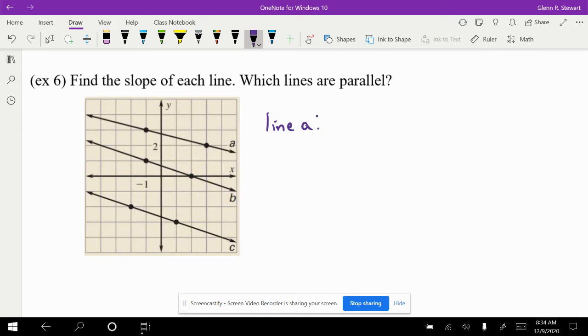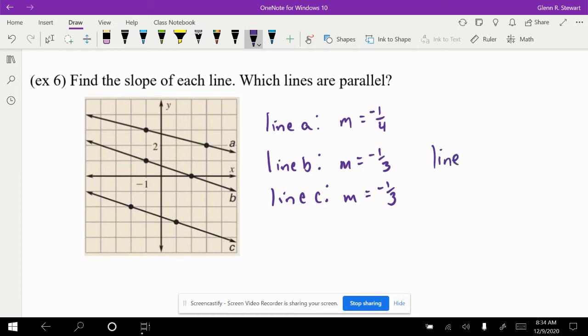Now that we're back, line A, line B, and line C, hopefully you found their slopes to be -1/4, -1/3, and then -1/3. With this, you'll find that lines B and C are parallel since they have the same slope.